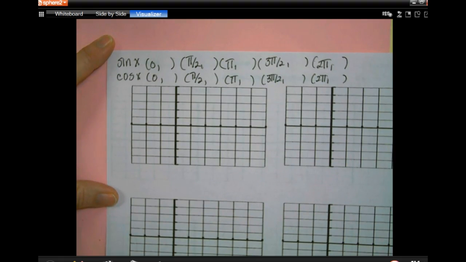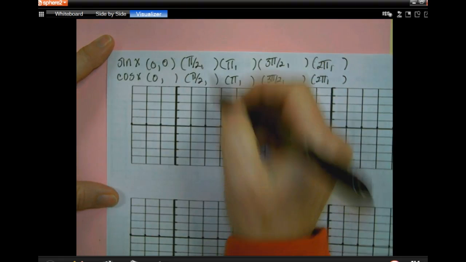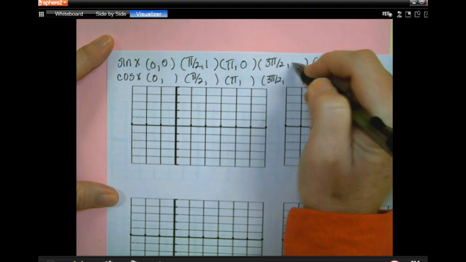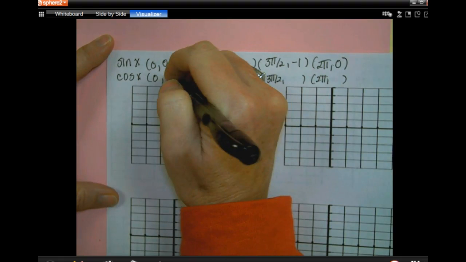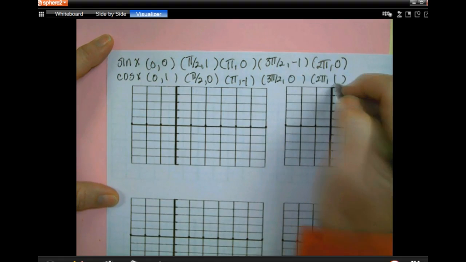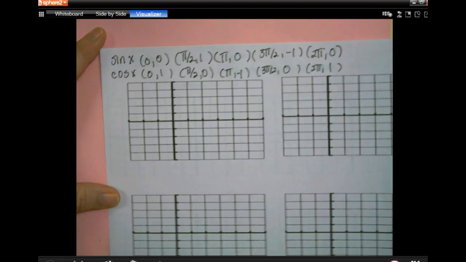So where does the sine function start? 0. So it goes 0, and then it alternates: 1, 0, -1, 0. The cosine doesn't start at 0. It starts at 1, 0, -1, 0, 1. Honestly, just because it's a pattern, it makes it so much easier.